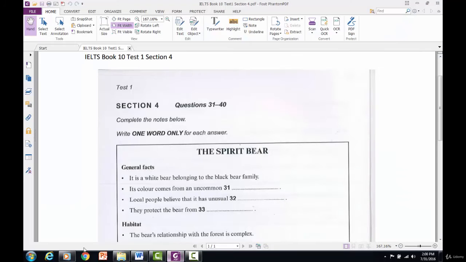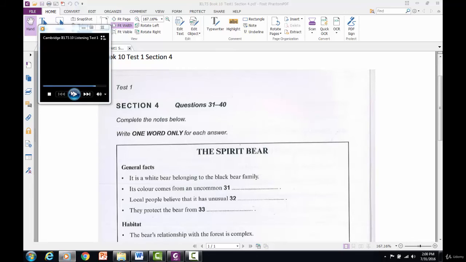Local people have named it the spirit bear, and according to the legends of these communities, its snowy fur brings with it a special power. Because of this, it has always been highly regarded by them.